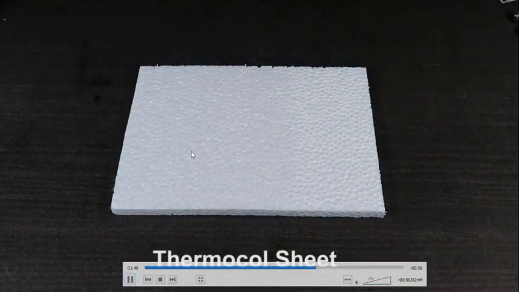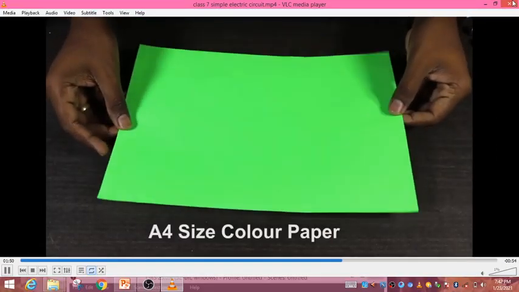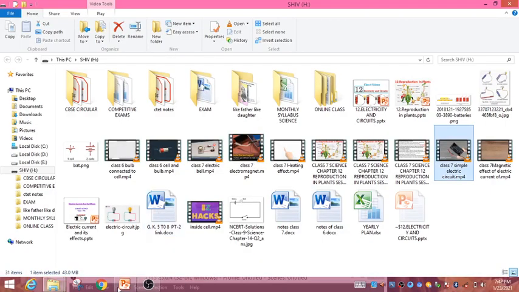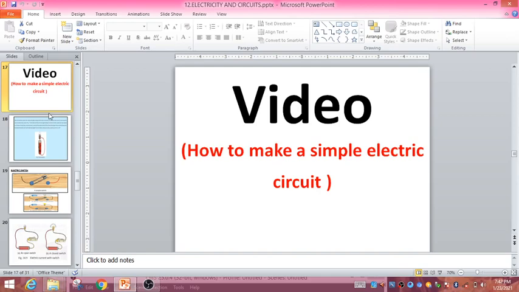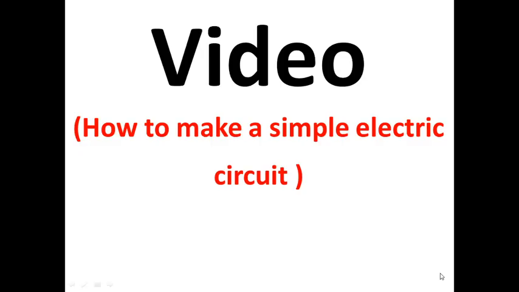Understood? Now no need to watch the full video. So like that we have completed our second session, in which we have learned about the electric circuit and the flow of current. Understood? I hope that you have liked and understood the session. You can also make a simple electric circuit in your home if you have all these requirements.